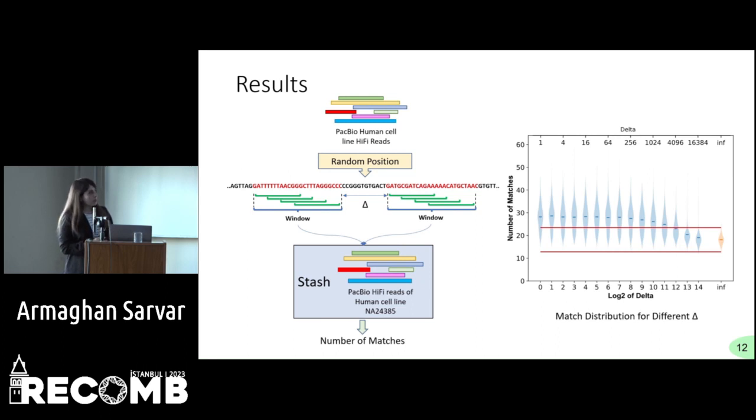In this plot, we can see how by increasing delta values, which was the distance between two windows, the number of matches distributions get closer to the one of unrelated windows that have a distance of infinity. The red lines here show the confidence interval of 80% of the unrelated window matches, and this whole experiment shows us how stash is able to separate between related and unrelated windows.